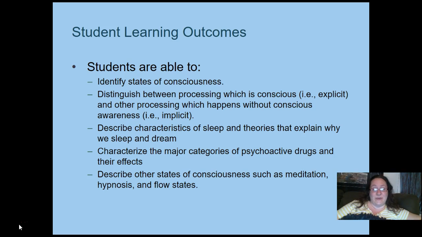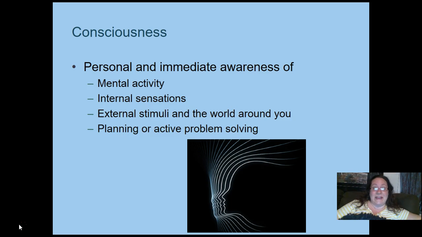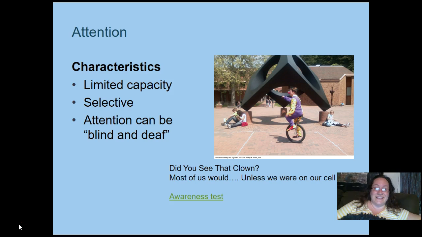So first, we have our student learning outcomes and our definition. So what are we talking about with this unit? Consciousness is our personal and immediate awareness of our surroundings. So our mental activity, the things that surround us, external stimuli, all the things that we feel, think, all of that is related to our consciousness.